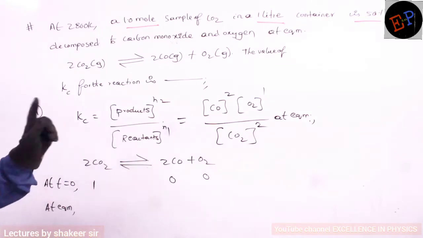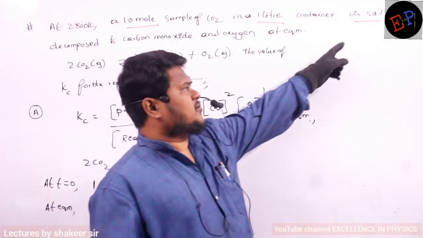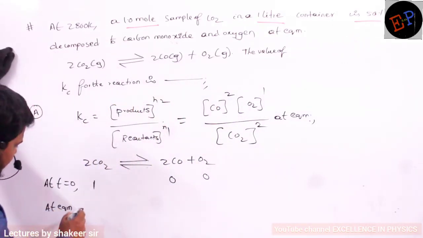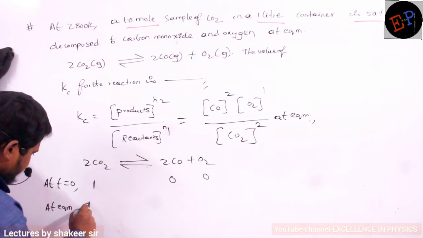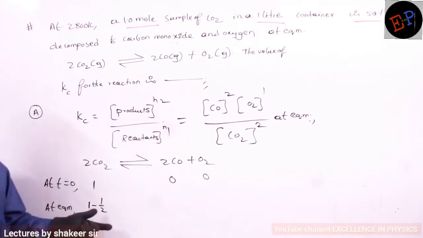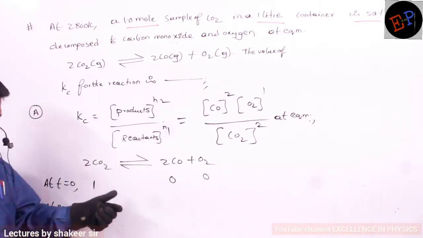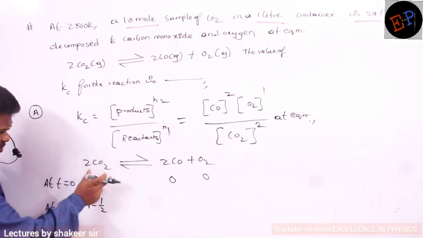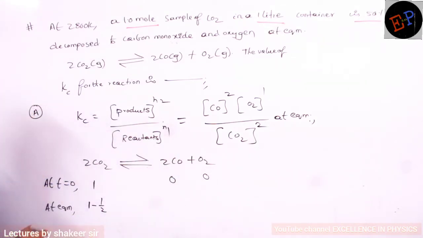At equilibrium, he gave that 50% of CO2 is dissociated. So 50% means, how can I write at equilibrium? 1 minus 1 by 2. What is 50% of 1? Half. So 1 minus 1 by 2. So 2 moles of CO2 was converted into these products.